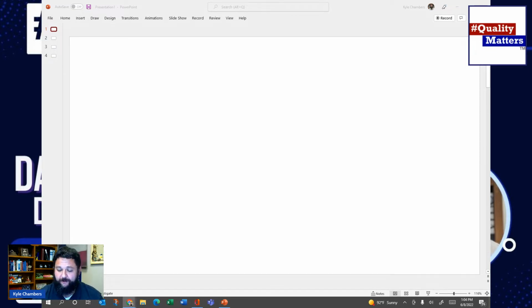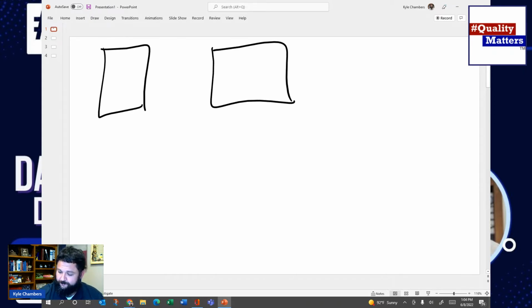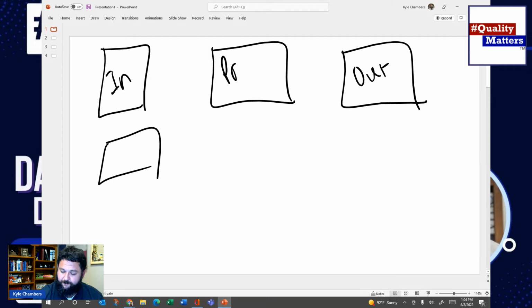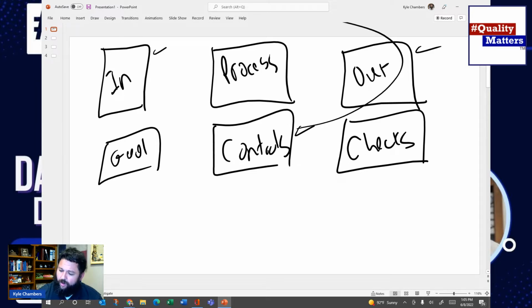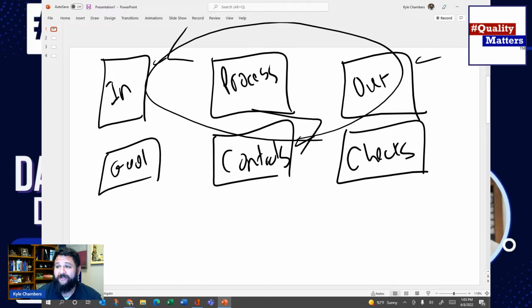All right, but here's what I want to talk about. We've discussed this before, the integrated process approach, right? So we've got our inputs, our process, our outputs, input, process, output. Then we've got our goal, our controls, our checks and measures. Now, what happens when most folks are trying to make an improvement because they see a problem? They evaluate our inputs, they evaluate the outputs, they evaluate the process controls, and they spend a whole lot of time looping between these three.